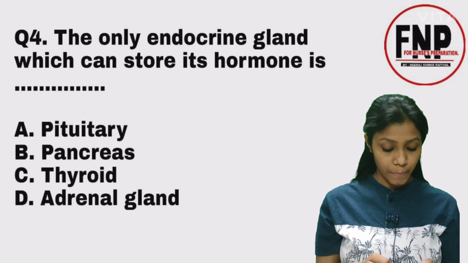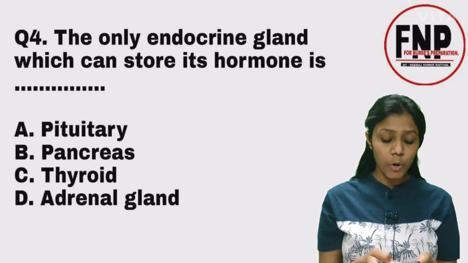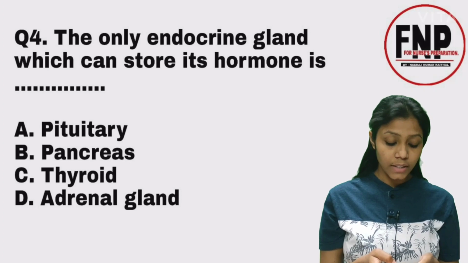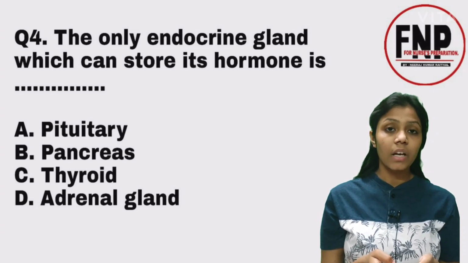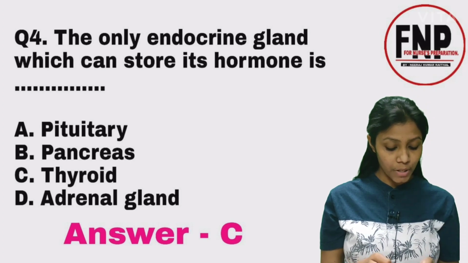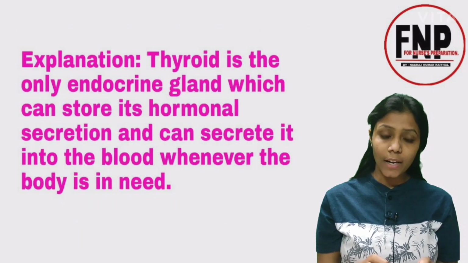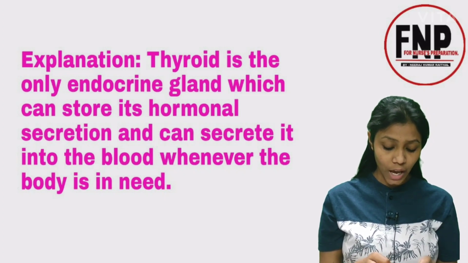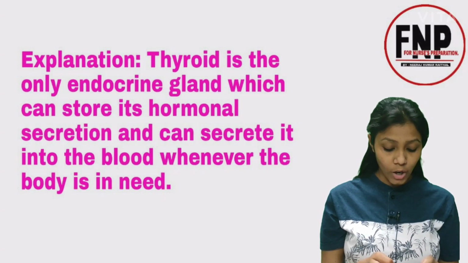Next question, the only endocrine gland which can store its hormone is, options are A, pituitary, B, pancreas, C, thyroid, or D, adrenal gland. Correct option is option number C, that is thyroid. Thyroid is the only endocrine gland which can store its hormonal secretion and can secrete it into the blood whenever the body is in need.